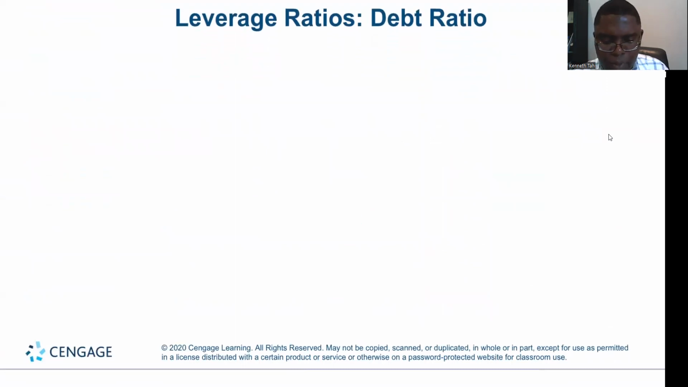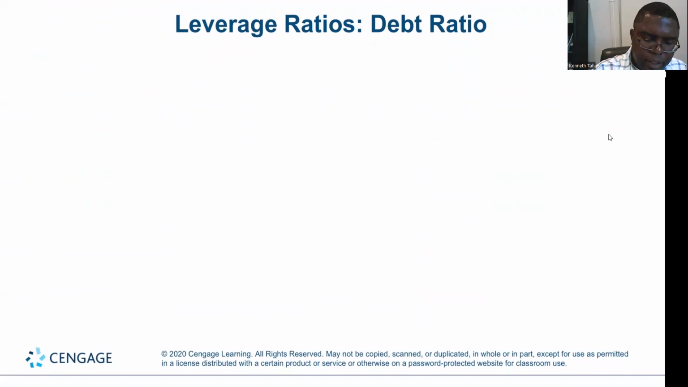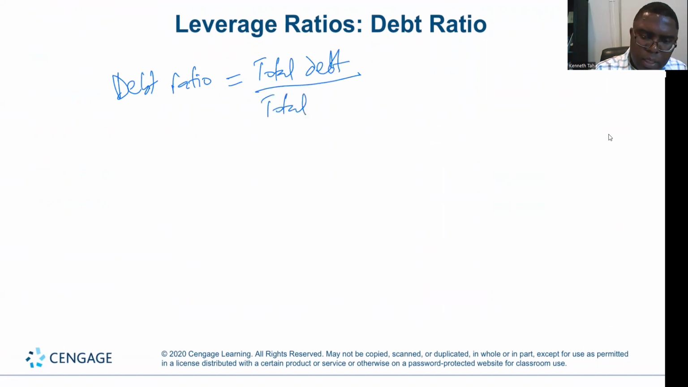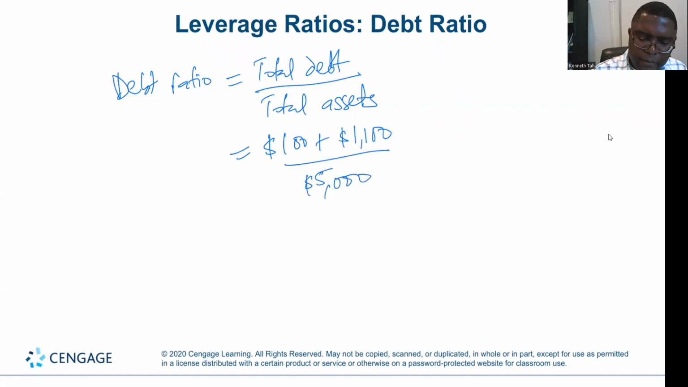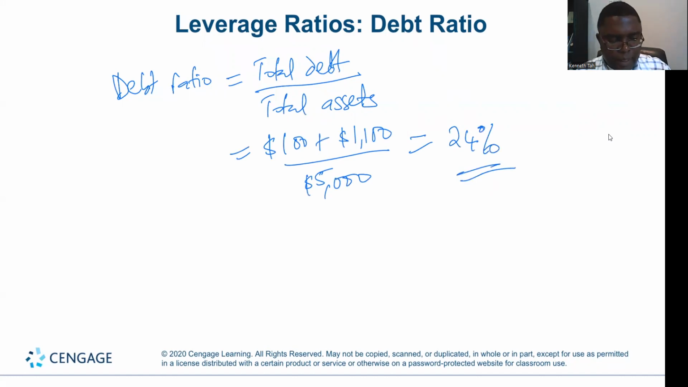All right, the very first we want to calculate is what we call the debt ratio. So the debt ratio is equivalent to the total debt divided by the total assets. And if we go into the financial statement, the total debt is 100 plus 1,100 divided by total asset, which is 5,000, giving us a debt ratio of 24%. So the debt ratio is 24%.